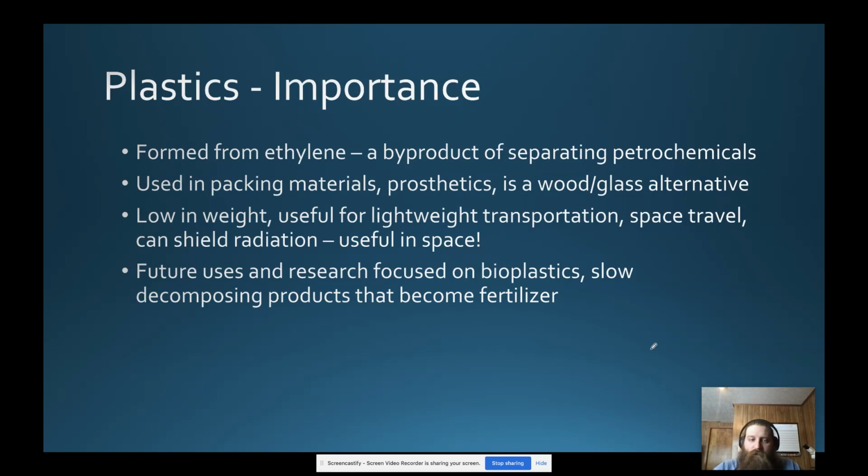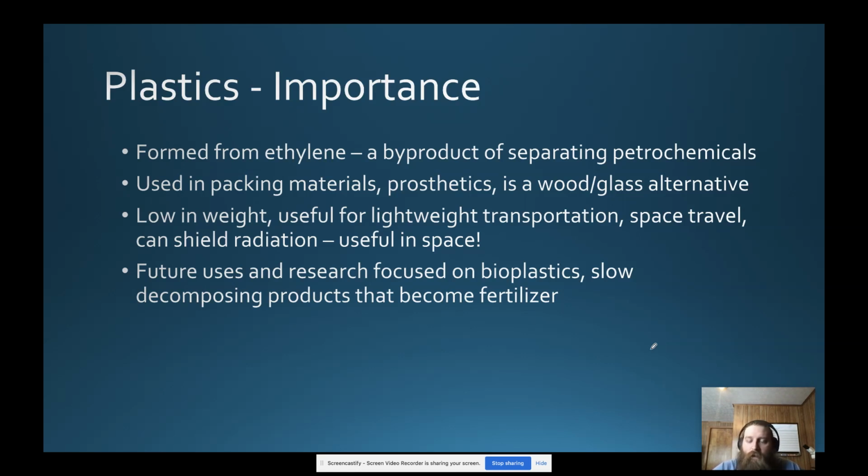Now, that's not to say plastics aren't important. Obviously we use plastics to store our food. They're great for transportation. They're really important for space travel, right? They can shield radiation. They don't weigh a whole bunch, but we need to be careful how we use them. And if we can develop bioplastics, which are plastics that can be broken down biologically, that's a good thing for the environment.